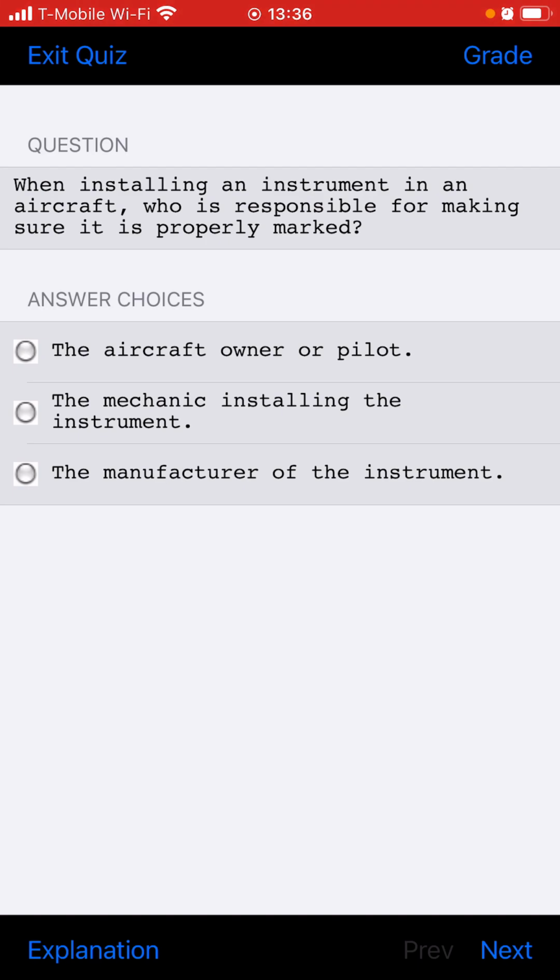What are some other names for a single point fueling system? An underwing or pressure fueling system. Why do multi-engine airplanes have a fuel cross feed system? To allow any engine to draw fuel from any tank.